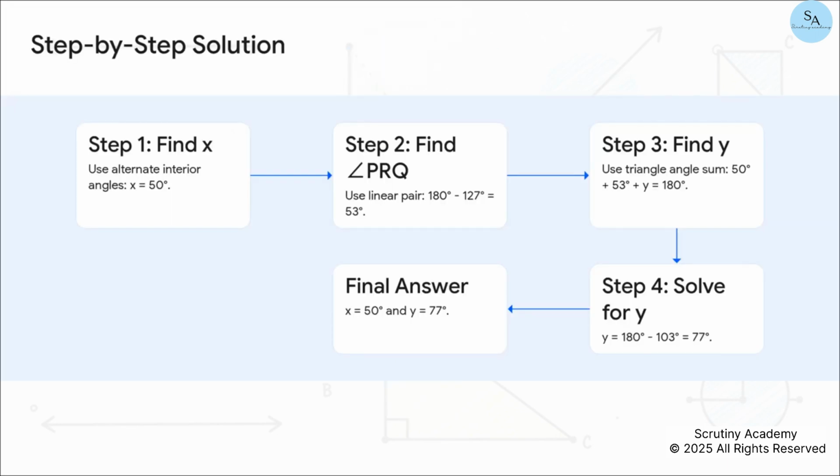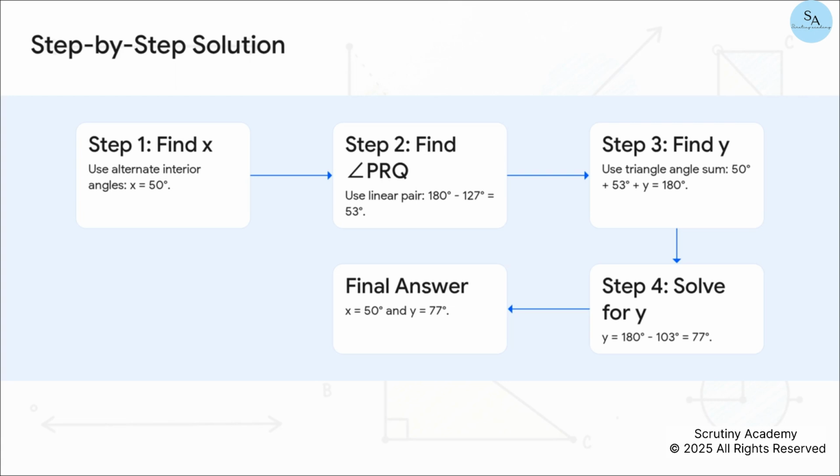Let's put our new tools to work and solve this thing together. Okay, let's walk through it. First, how do we find x? Look, there's that Z shape. That means angle x is an alternate interior angle with a 50-degree angle. So boom, x is 50 degrees. Easy start. Next, let's look at that 127-degree angle. It's on a straight line with the angle inside the triangle, right? That's a linear pair. So 180 minus 127 gives us 53 degrees for that corner.